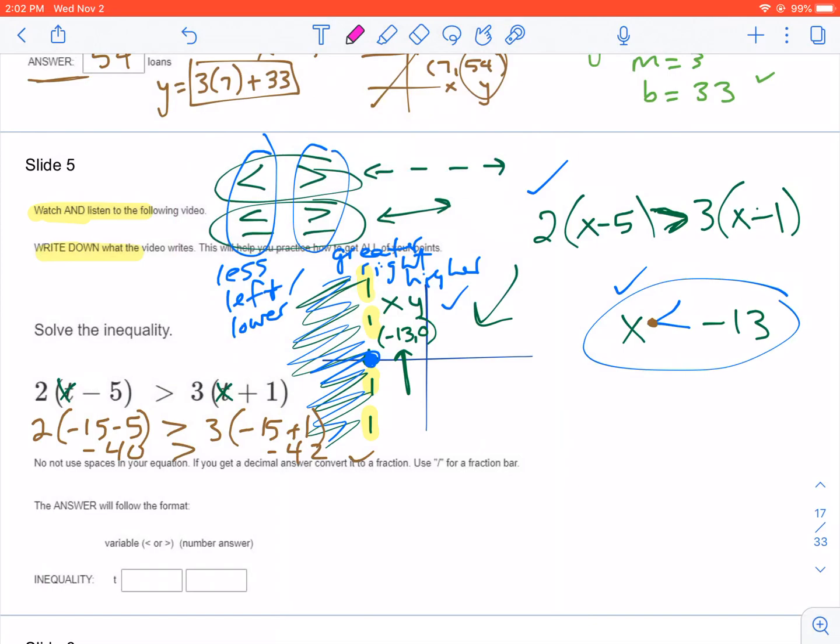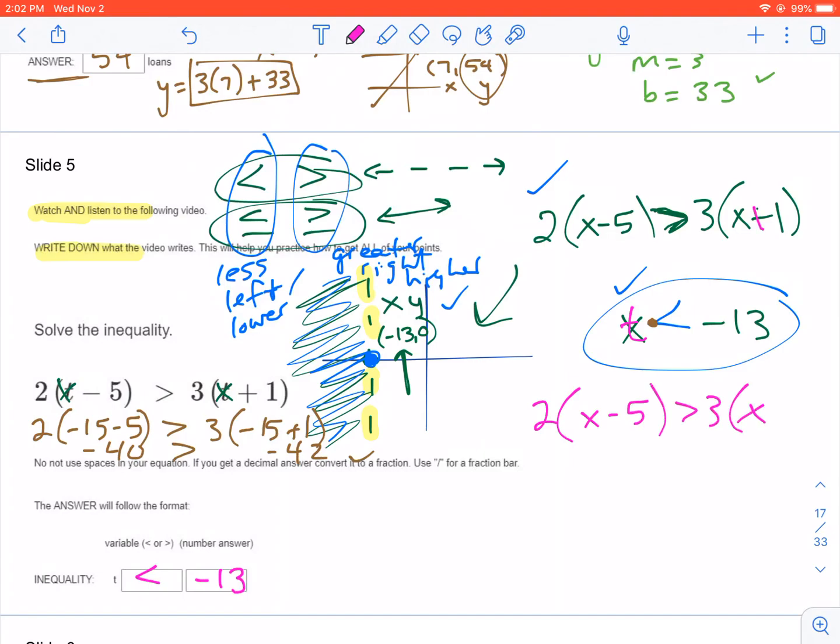We have t, and in this case we used x, but that's the same as t. Then we're going to fill in our less than symbol, and type negative 13. Before we move on in Schoology, for those of you that would like to see it by hand, I'm going to work through that very quickly.